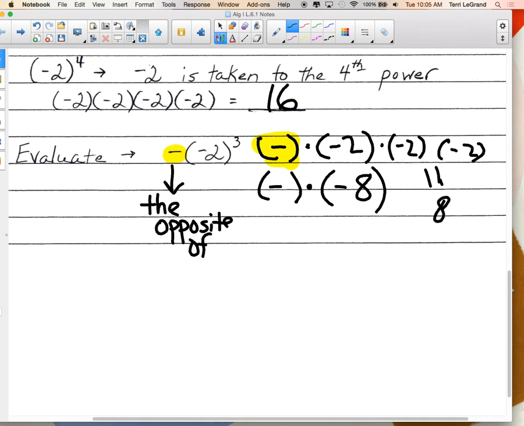So it's going to be really important that you understand all of this, like signs and parentheses, and what do I do, and does that belong to that or doesn't it? It's just all stuff you have to know. Questions?